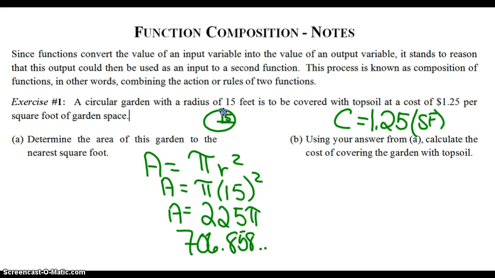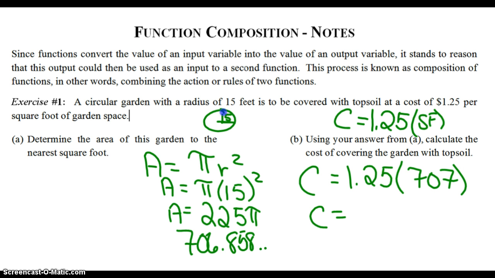We have to get into units then. And what this means, if they're talking about the square feet, if I only get 706 square feet, then I'm not going to have enough, so I have to go up to 707. So then, using my answer in part A, calculate how much this is going to cost. So $1.25 times 707, that's going to get me a total cost of $883.75. That's going to be a really nice garden.